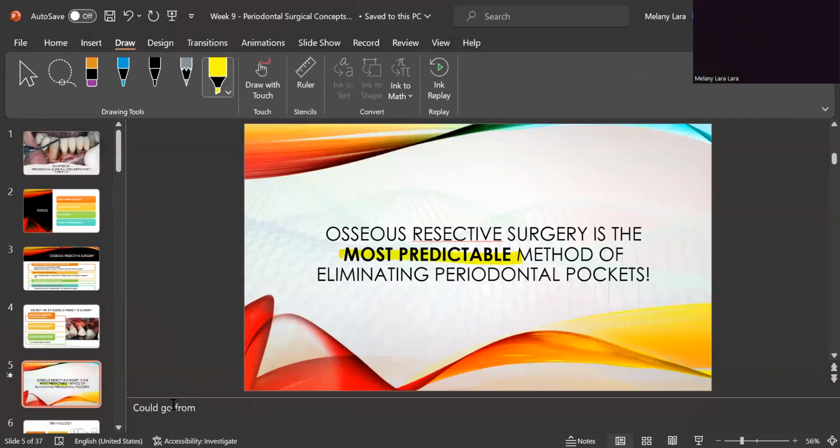Whereas with the plasma access, we can get an improvement in pockets, but we don't guarantee that. We won't know for sure that's going to happen. Even with regeneration, it's not 100%.